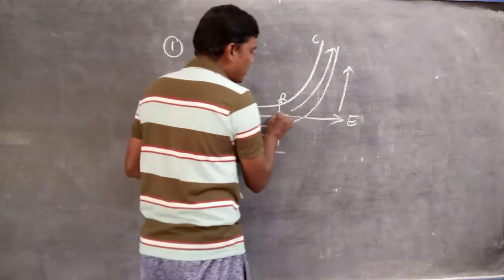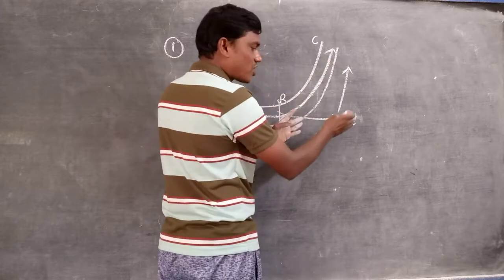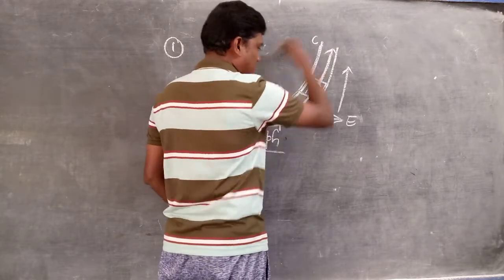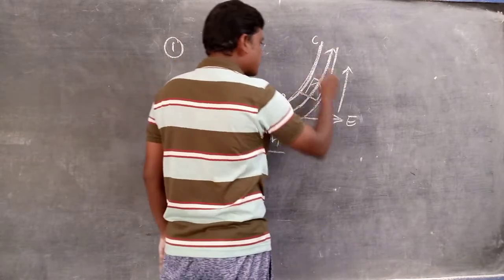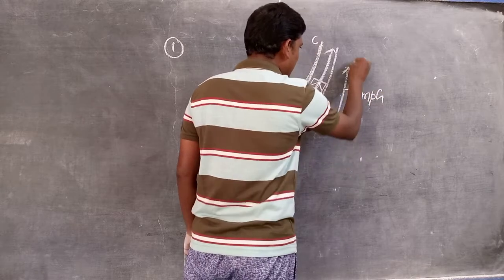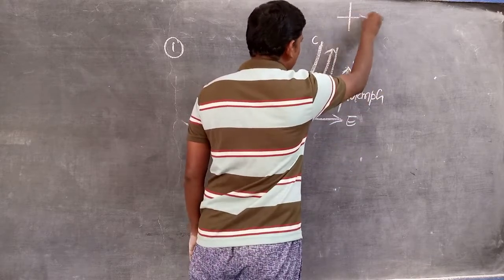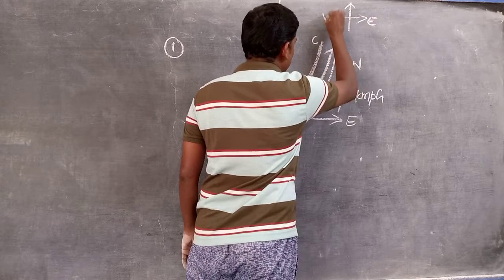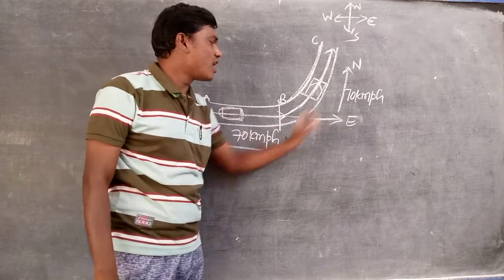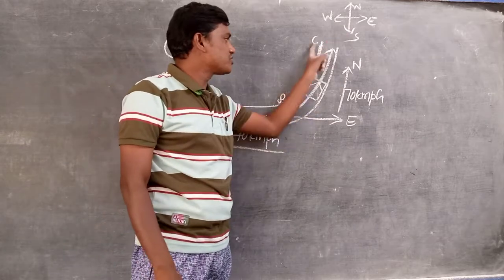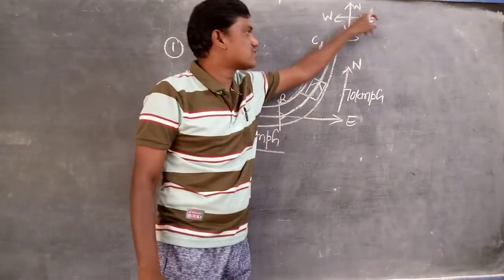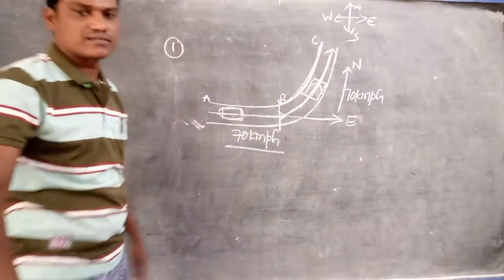After reaching B, the path is not a straight line, it is a curved path. So the car will be going from B to C. At B to C, what is the speed? 70 kilometers per hour. But what is the direction? North, according to the earth's magnetic field: east, west, north, south. That's why A to B is towards the east, and B to C is towards the north. Just for your understanding, actually it is the northeast, but we consider it north.